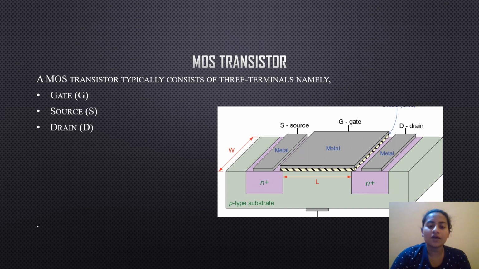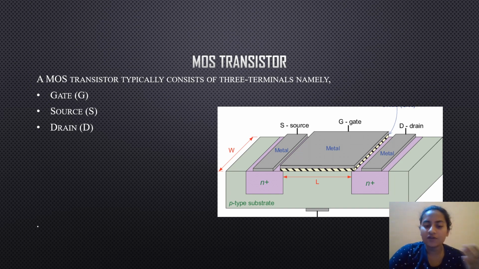So the three main terminals of an MOS transistor are the gate, drain, and source, represented as G, S and D. Here the body of the MOS transistor is a p-type substrate, whereas the source and drain consist of n-type regions, and over the substrate there will be a metal layer laid over the body of the p-type substrate.